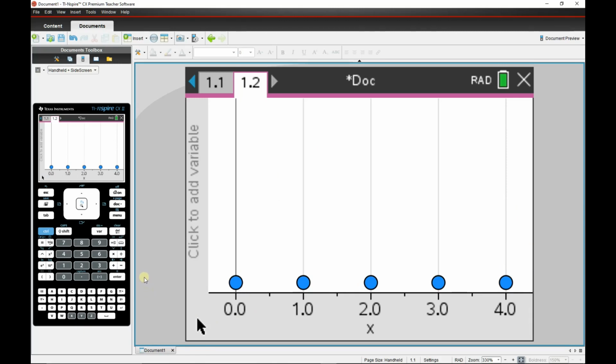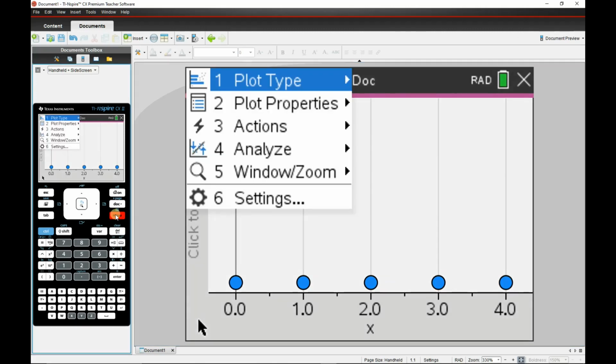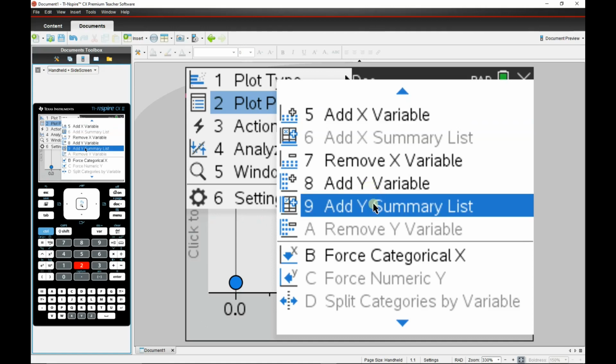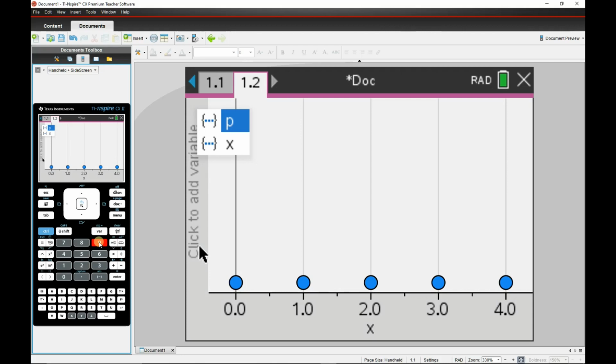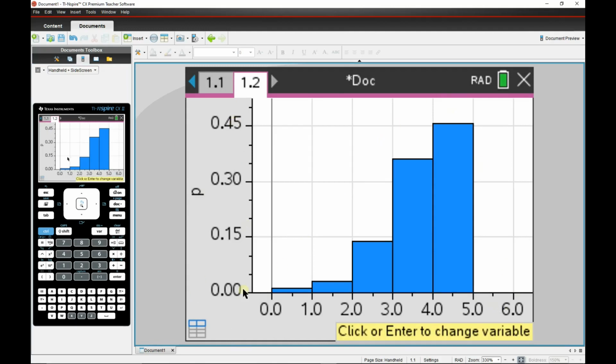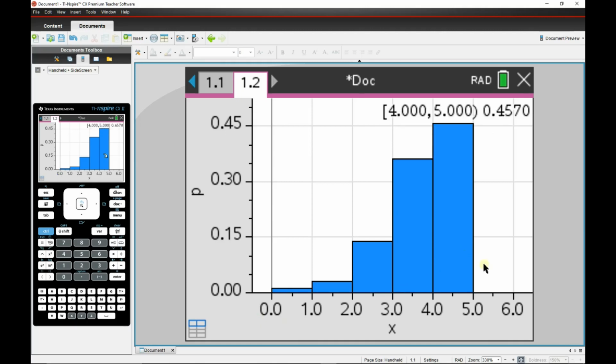Okay, this is a special thing we have to do, so you may need to jot it down. You go to Menu, and then 2 for Plot Properties, and then we want this, Add Y Summary List. That's choice 9. So it's Menu 2, 9, and then you get a choice. Don't put X in there. We already have X here. Put P in there. Perfect little histogram, okay? You can use this to draw yours if you have to draw it.